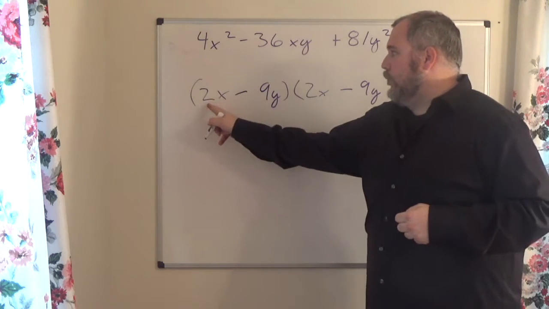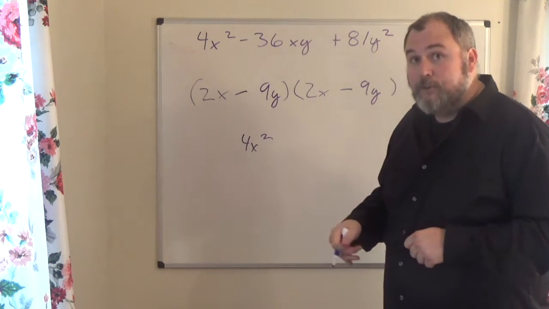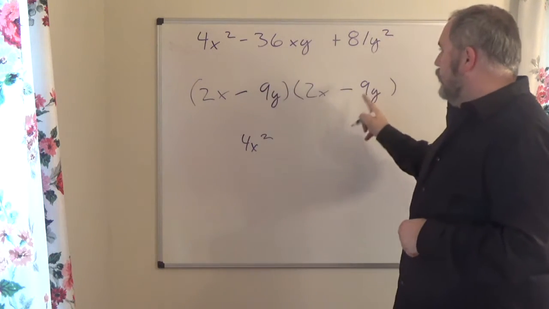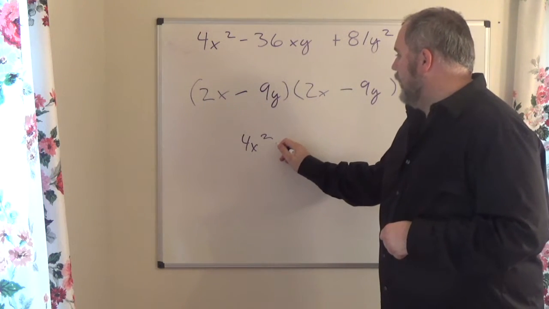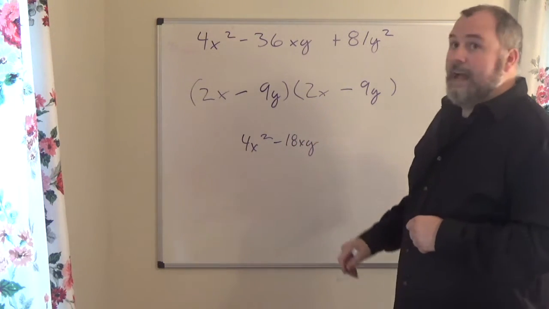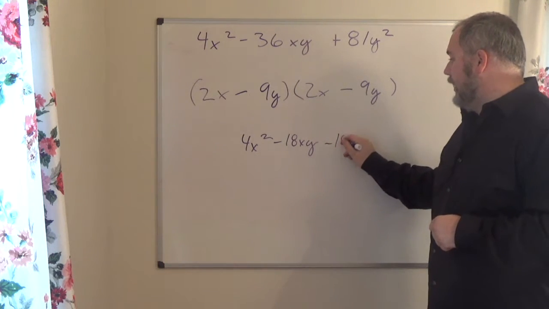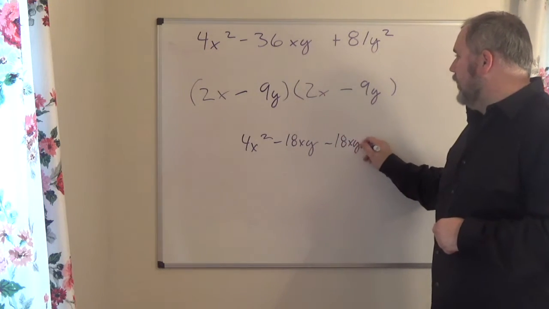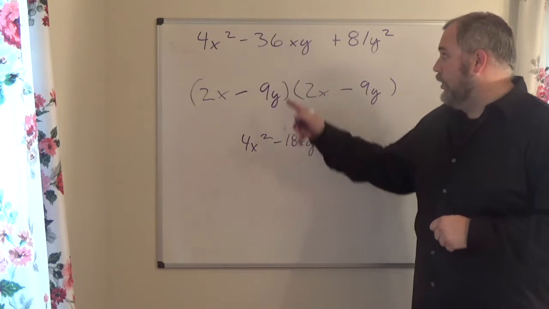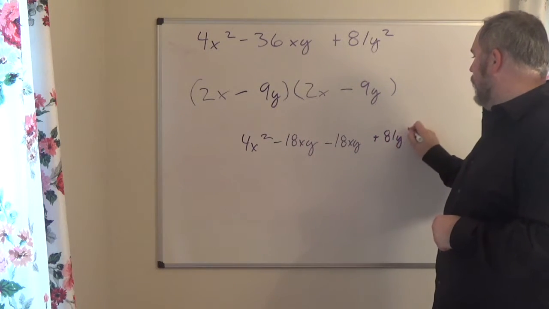FOIL it. 2x gives me 4x squared. That was my first. Now I'm going to do my outer. So 2x times minus 9y gives me minus 18xy. Now I'm going to do my inner. Multiply these two terms. I get minus 18xy again. I'm going to do my last of my terms, and I'm going to get plus 81y squared.